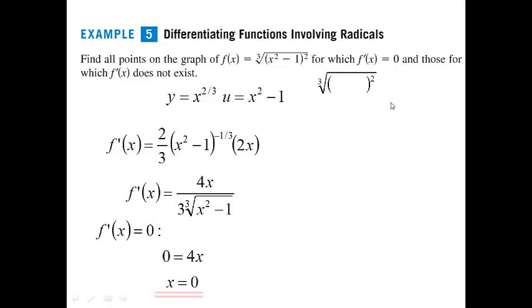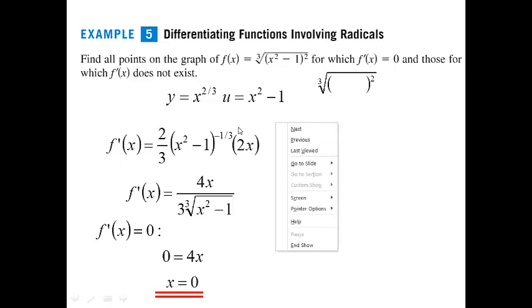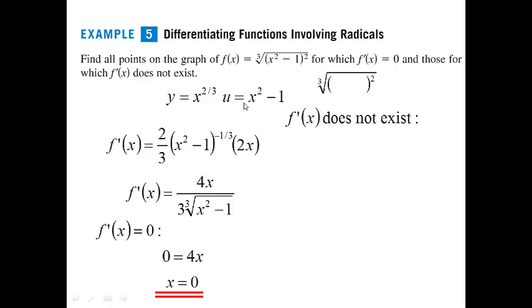And you're also going to find where the derivative does not exist. That means that we're going to look at the denominator now. If the denominator is equal to 0, then the derivative does not exist. So we're going to solve that. So we're going to have this, divide both sides by 3. Get rid of the cube root by cubing both sides.